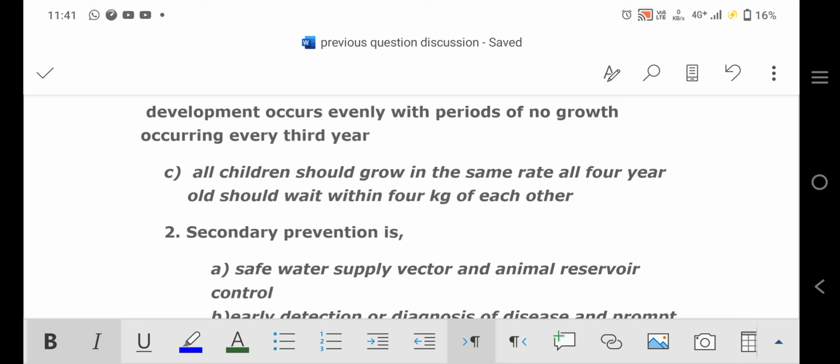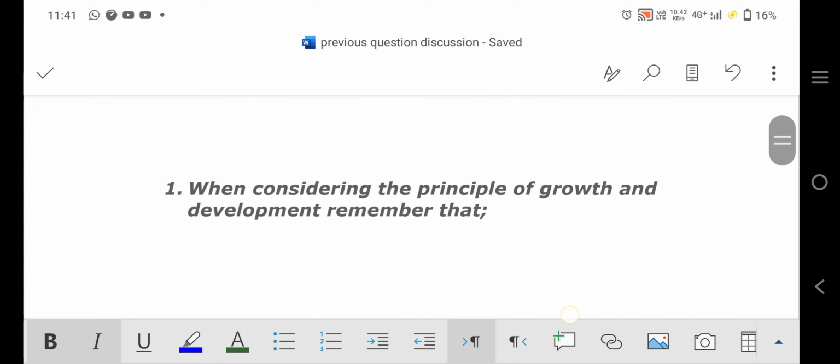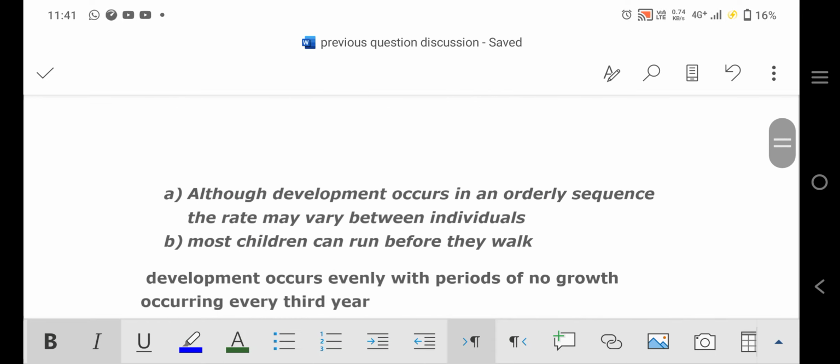All 4-year-olds should weigh within 4 kg of each other. These all are the options. Answer is option A. Although development occurs in an orderly sequence, the rate may vary between individuals.